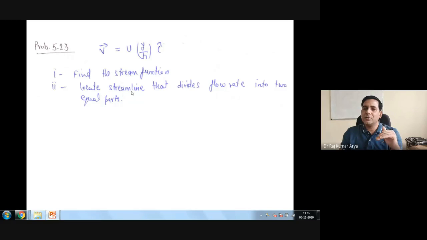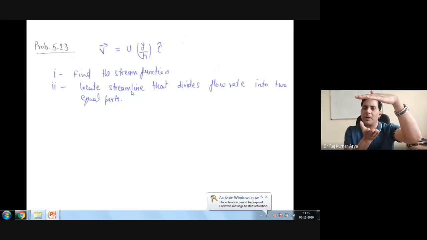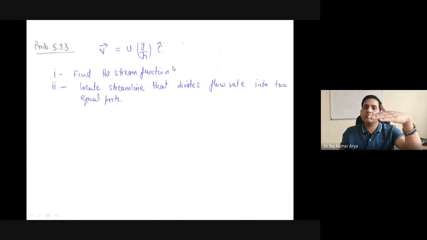Second part is that you have to find a location that divides the flow rate into two equal parts. Means this flow is of total height h, because here you have y upon h. So the time you put y equal to 0, you are at the plate and your velocity is 0. As you move up and up, as you reach the point h, you get the highest velocity, which is u only. Fine. So this is flow over a flat plate.